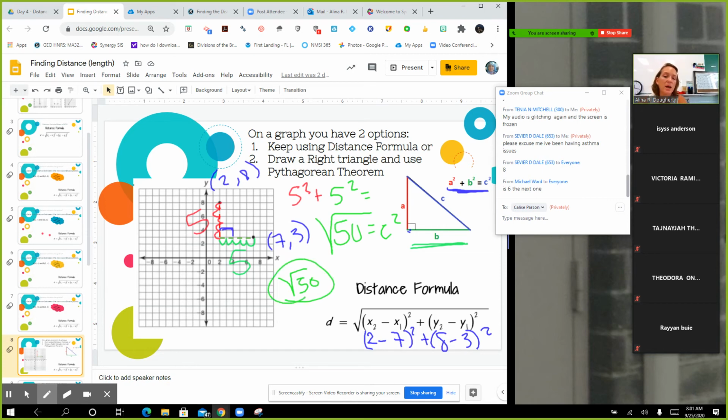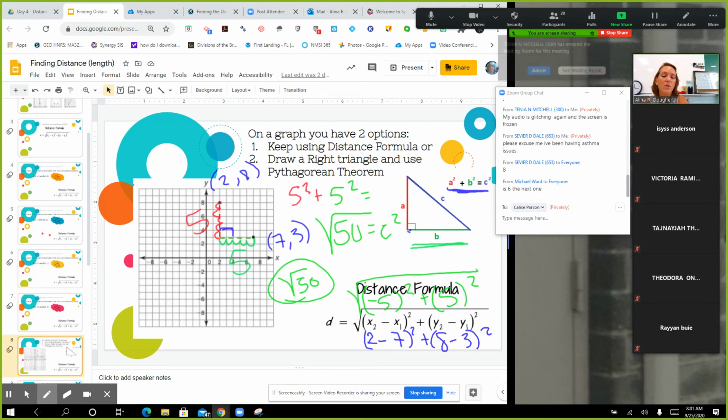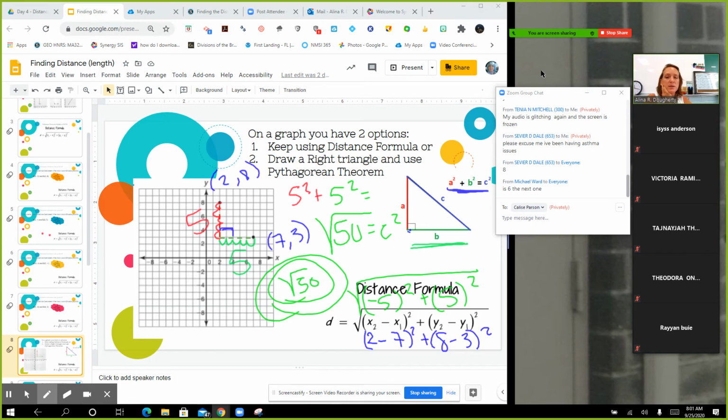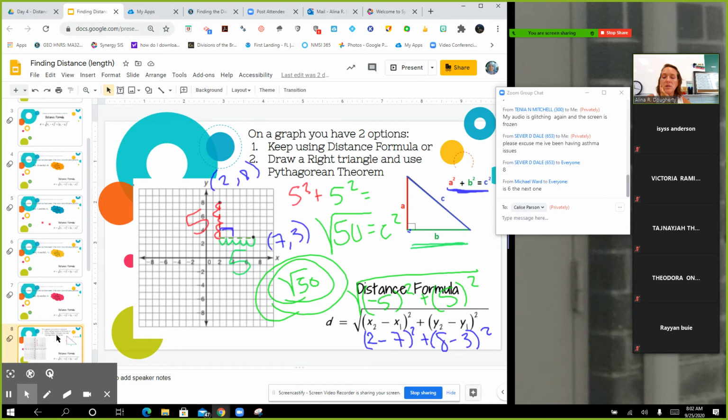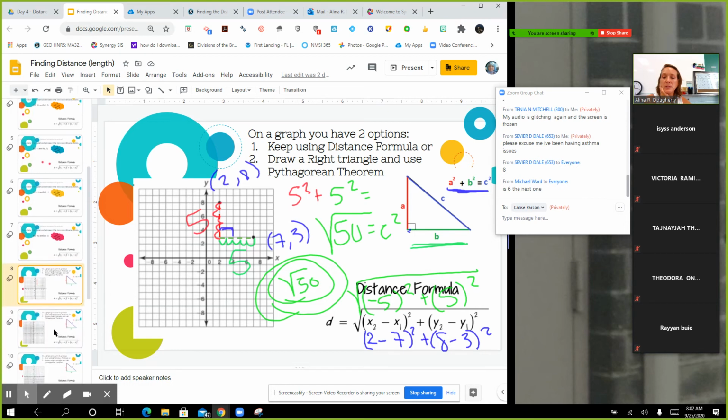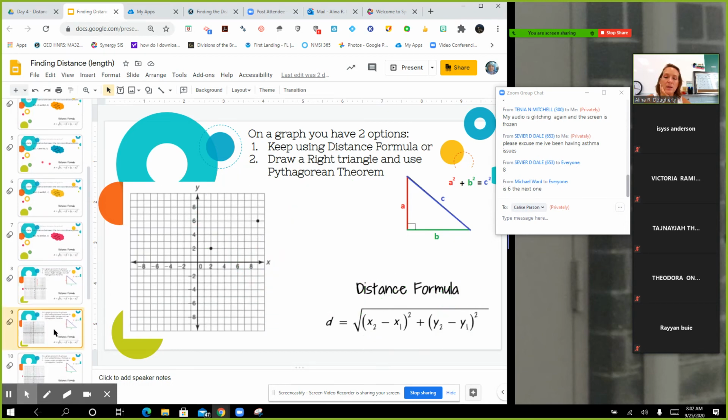Down here, we're going to end up with the same thing. 2 minus 7 is -5, -5 squared. And 8 minus 3 is 5, so 5 squared, and when we take the square root of all of that, we're also going to get square root of 50. Poor Tania is just being kicked out all over the place. I know I went through that really fast, so let's look at another example and see if we can make it make sense.